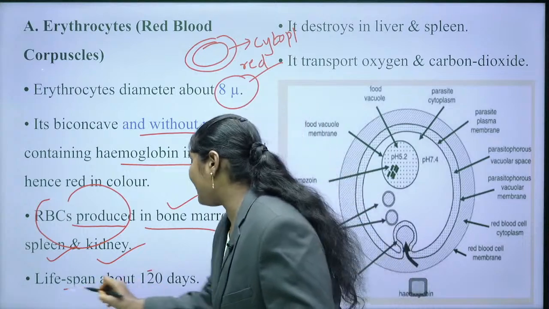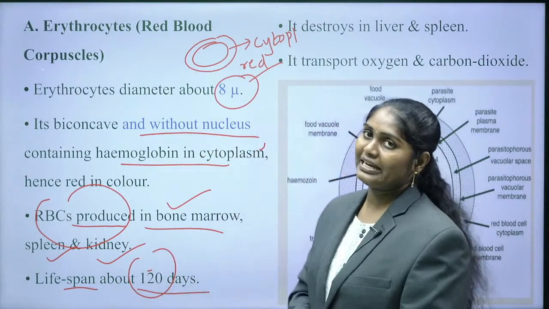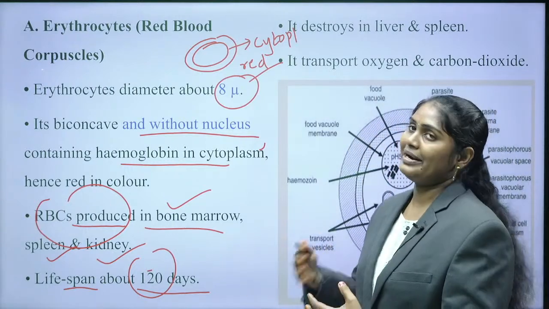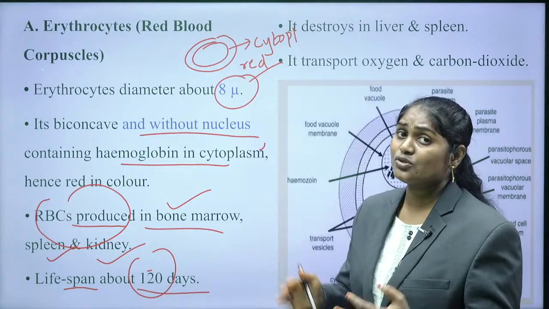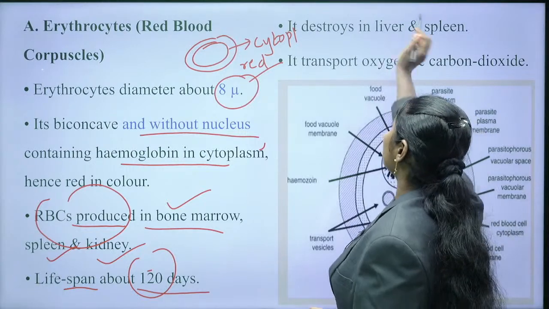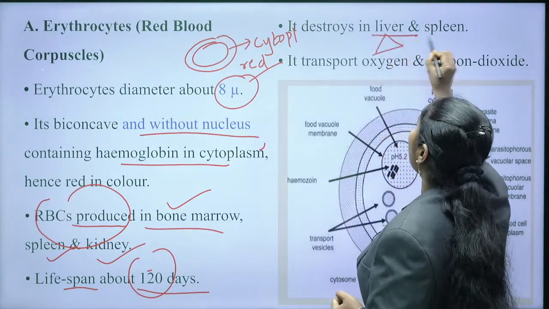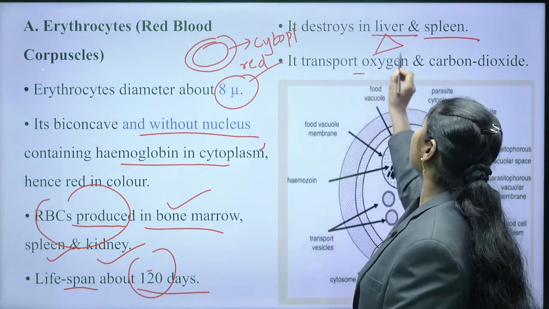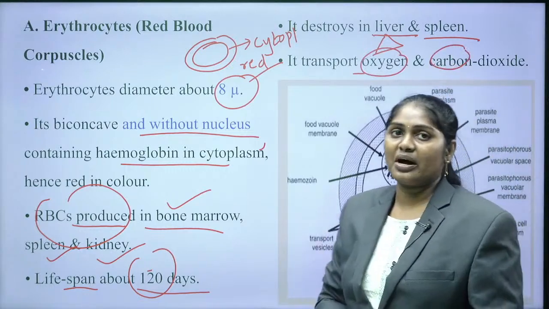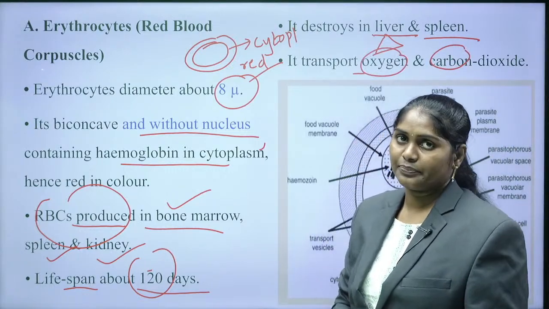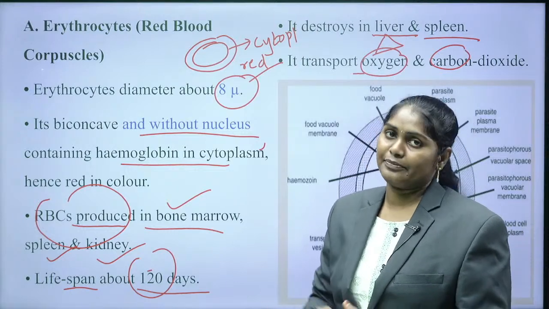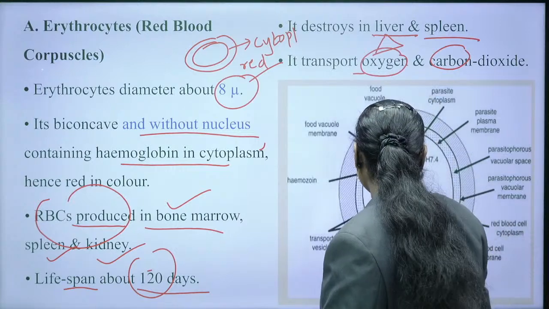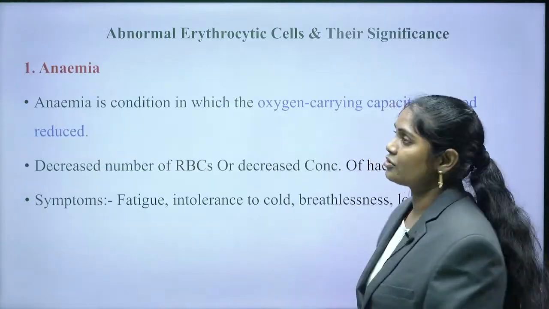The normal lifespan is about 120 days. After 120 days it has to die, it has to be destroyed, right? So where is it destroyed? It is destroyed in the liver and spleen. It transports oxygen and carbon dioxide, that is a general point we already know. That is the general function of RBCs in the body: oxygen into the body, carbon dioxide out of the body.